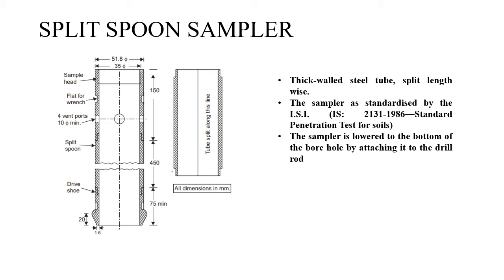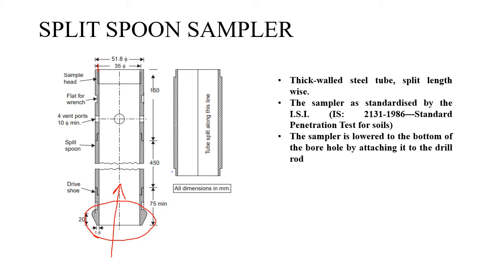This portion is the cutting edge of the sampler, which will help you in driving into the soil. The outer diameter is 51.8 mm, and the inner diameter of the sampler is 35 mm; this one is marked incorrectly in the figure. And this is the height which is shown. So basically it's a tube-like apparatus, and as you penetrate into the soil, the soil sample will get into this sampler.